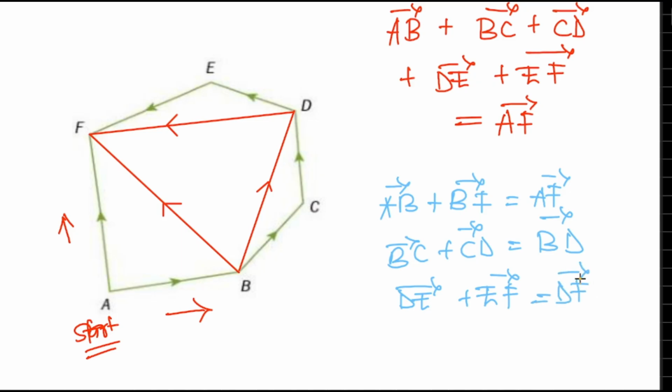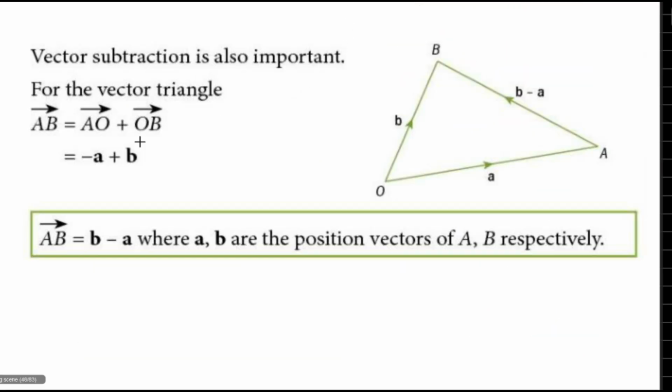Also, even inside the bracket, if we take BD plus DF, we're going to get BF. Can you see how it goes? This is how you can manipulate vector addition. Just follow the arrows. Vector subtraction is also very important, and it is done when you have an opposite direction. It is taken when you have opposite direction. Opposite direction, that is subtraction.